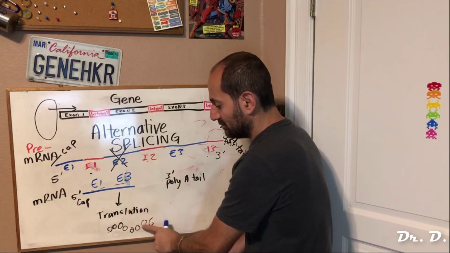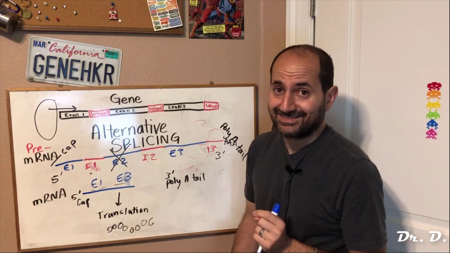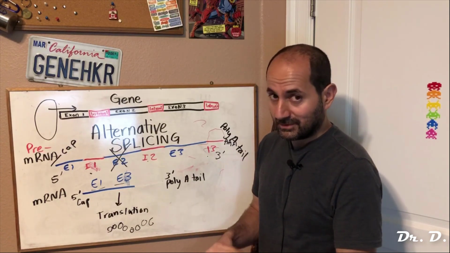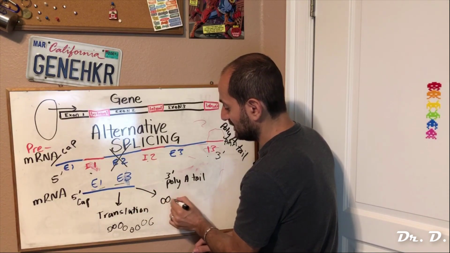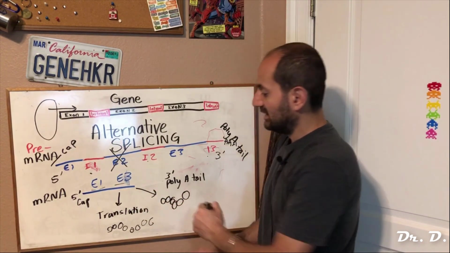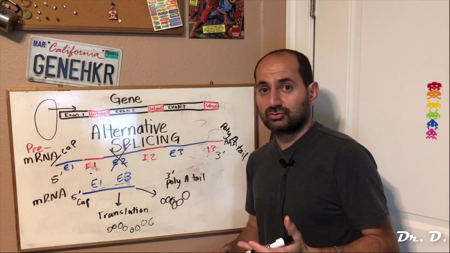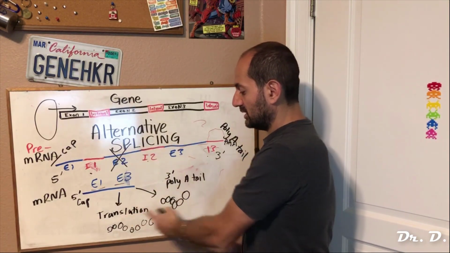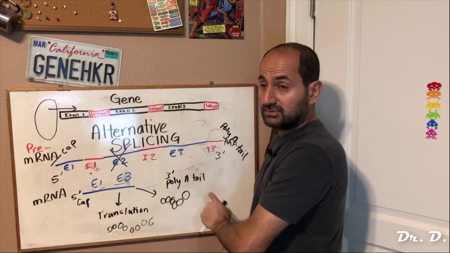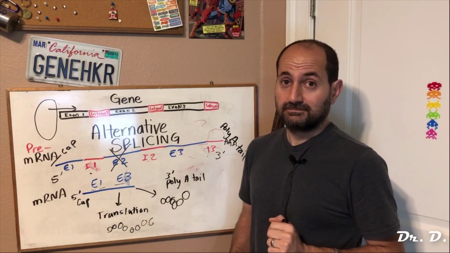Now, when the ribosome makes that protein, is it going to make the exact same protein? No. This protein is going to be translated differently. It's going to be a shorter protein, and it's going to have a different structure to it, right? So in this case, the same gene gave you two different proteins due to alternative splicing.